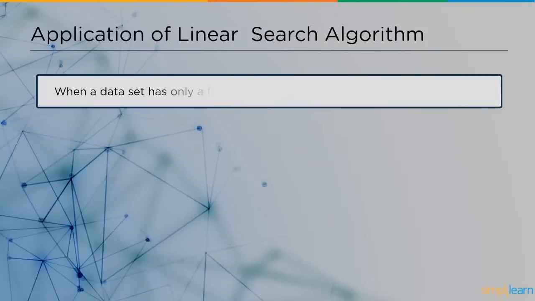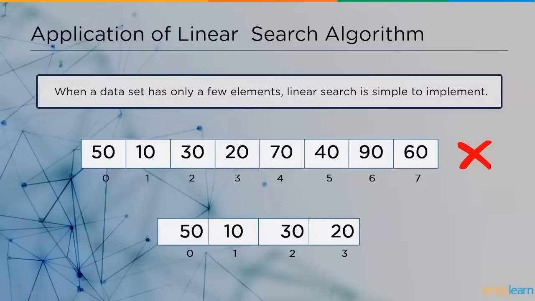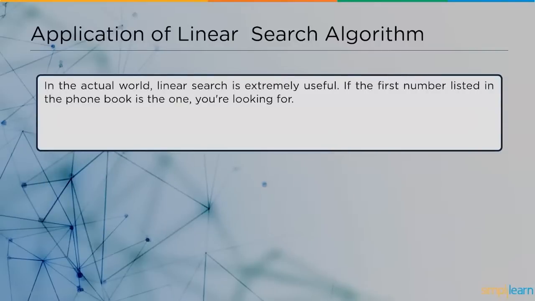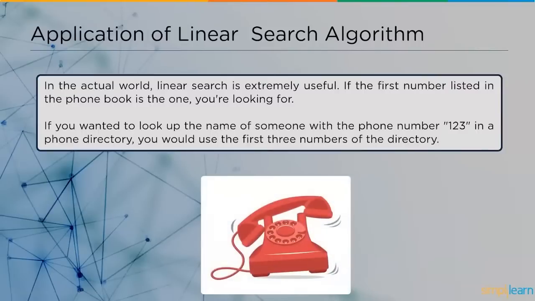According to the first application of the linear search algorithm, linear search is particularly efficient when it comes to discovering a particular string. Next, we will look into the second application of linear search algorithm. When a data set has only few elements, linear search is the simplest to implement. The final real-world application of the linear search algorithm is with the help of a telephone directory. You may find out the name of a person with the phone number 123. This can be implemented easily using linear search algorithm.